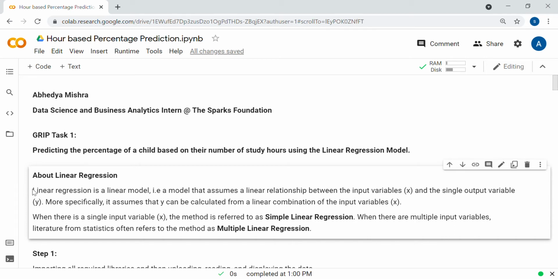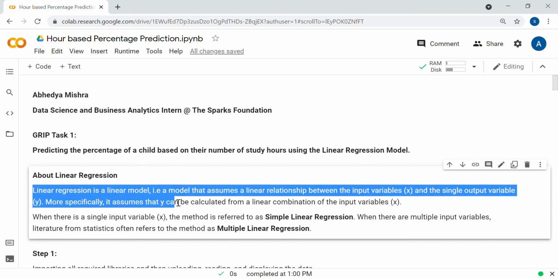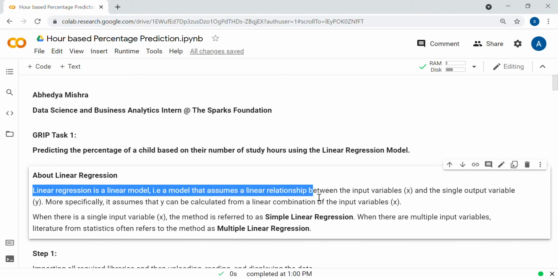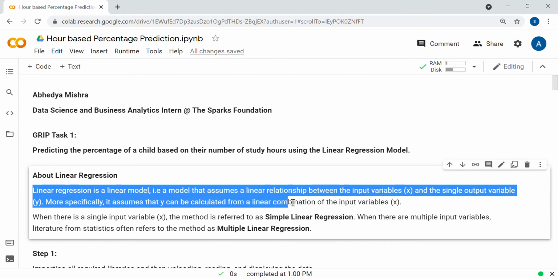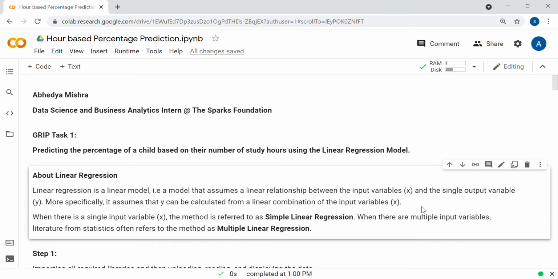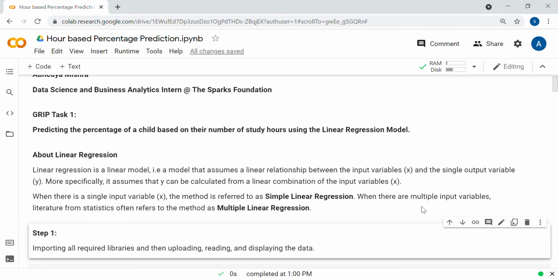So first, let's start with a little bit of introduction on linear regression. Linear regression is a model that assumes a linear relationship between the input variables x and the output variable y. It assumes that y can be calculated from a linear combination of the input variables x. Now the problem at hand is a simple linear regression problem, which means that there is only one input variable and one output variable. If there are multiple input variables, then it becomes a multiple linear regression problem.